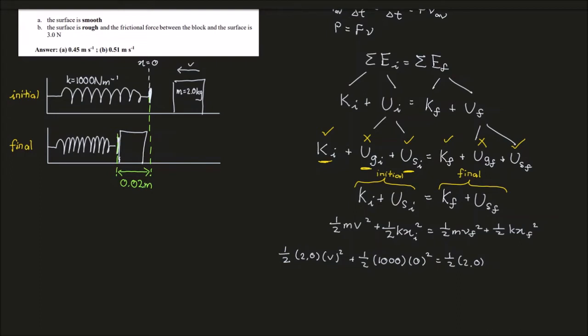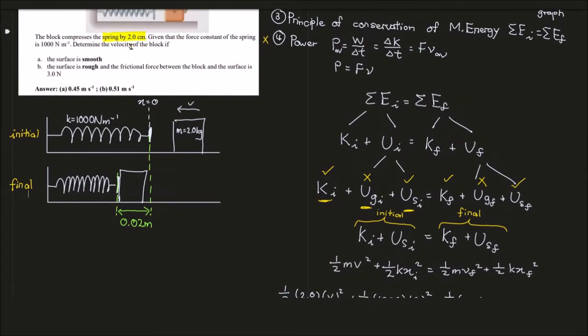But first, let's think about it. They're asking us to find the velocity. Are they asking us to find the initial velocity, or are they asking us to find the final velocity? Some people might be puzzled about whether it's finding initial or final. But the thing is, the question itself is not really well defined. So we actually have to make some kind of assumption to make this question solvable.